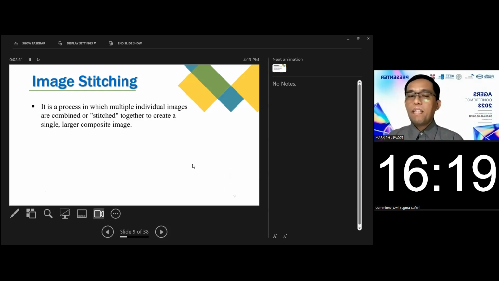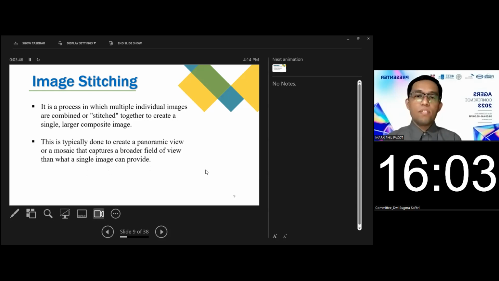Here we include image stitching, which is a known technique commonly used by the previously mentioned applications from the previous slide. So what is image stitching? It is basically a process of combining multiple images, wherein you stitch or blend them together to create a panoramic view or a mosaic, which can capture a broader field of view than what a single image can provide.